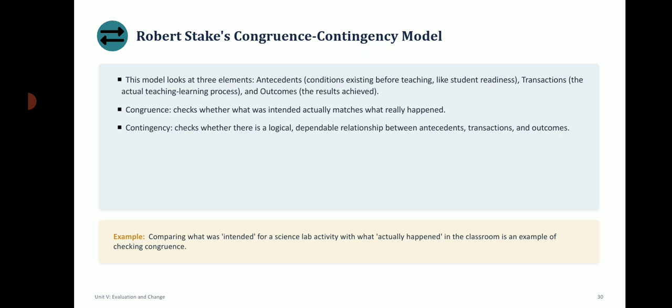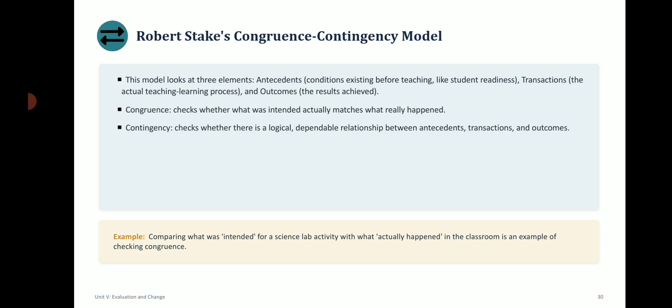So first, the curriculum is described in three levels: antecedent conditions, then transactions in process, then outcomes of the curriculum process. So this model is looking at three elements: antecedents, transactions, outcomes. Antecedents are nothing but the conditions existing before teaching, like student readiness. Transaction is the actual teaching-learning process. Outcome is the result achieved. Simple it is.